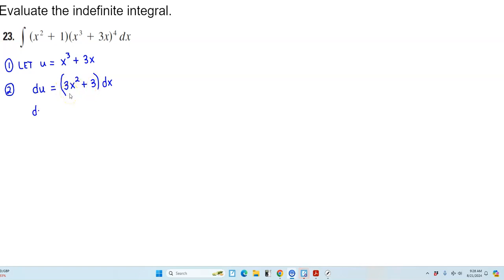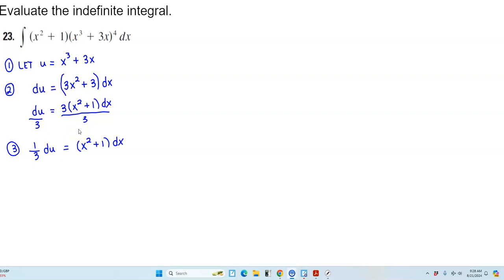The answer is yes. If we factor out a 3, then what we have is 3 times (x squared plus 1) times dx. And now you can see that we have x squared plus 1 times dx. So therefore, we're going to divide both sides by 3, and we have 1/3 du, which is equal to x squared plus 1 dx.